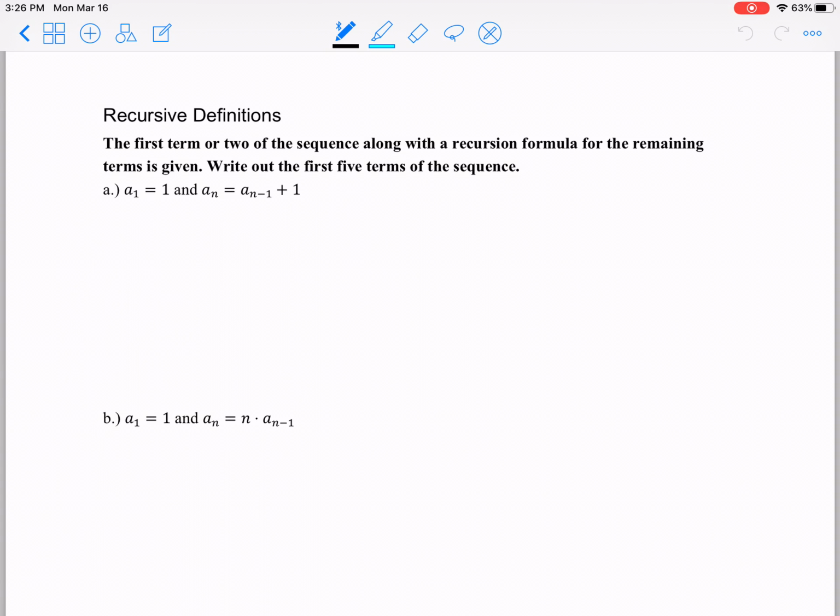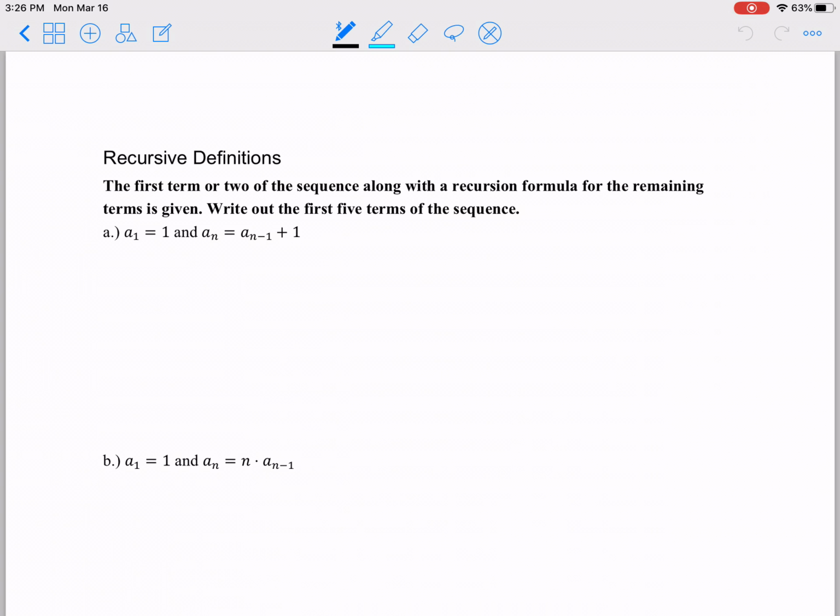The first term or two of the sequence, along with a recursion formula for the remaining terms, is given. Write out the first 5 terms in the sequence. So basically what you're doing is taking previous values and plugging them back into the formula to get the next one. If you've ever done any computer programming, they're recursive algorithms. I've never been a big fan of them, but it seems like you can always come up with a better, more efficient way than to use them. But sometimes they are kind of useful.